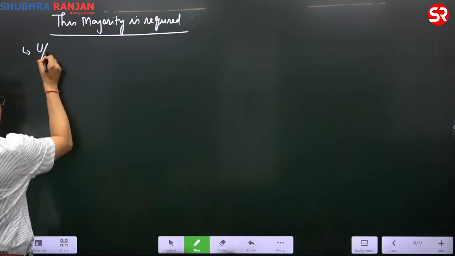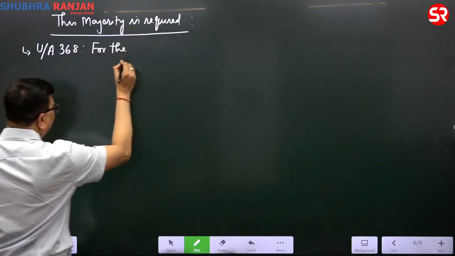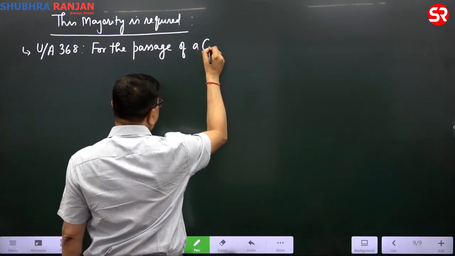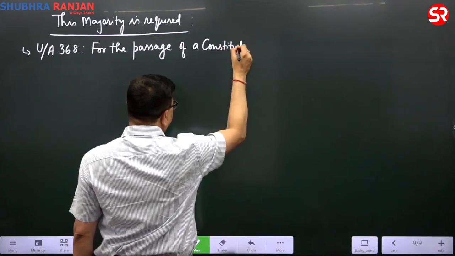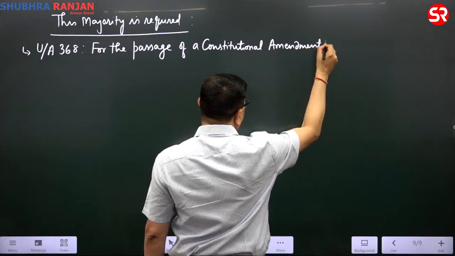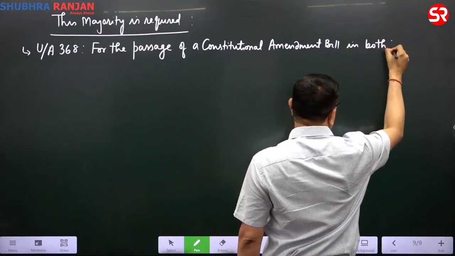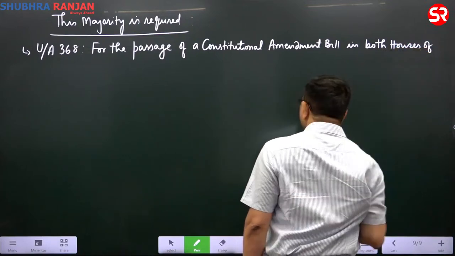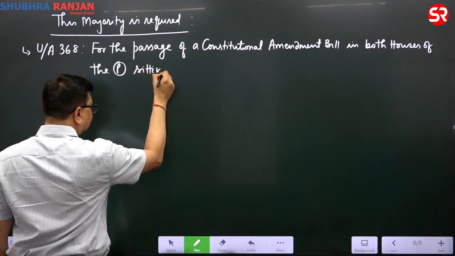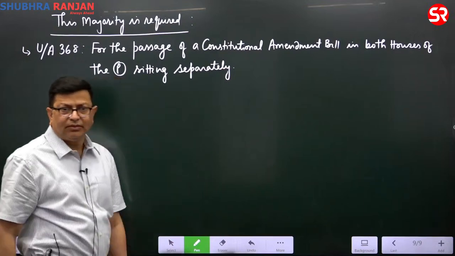First, under Article 368, for the passage of a constitutional amendment bill in both houses of the parliament sitting separately.